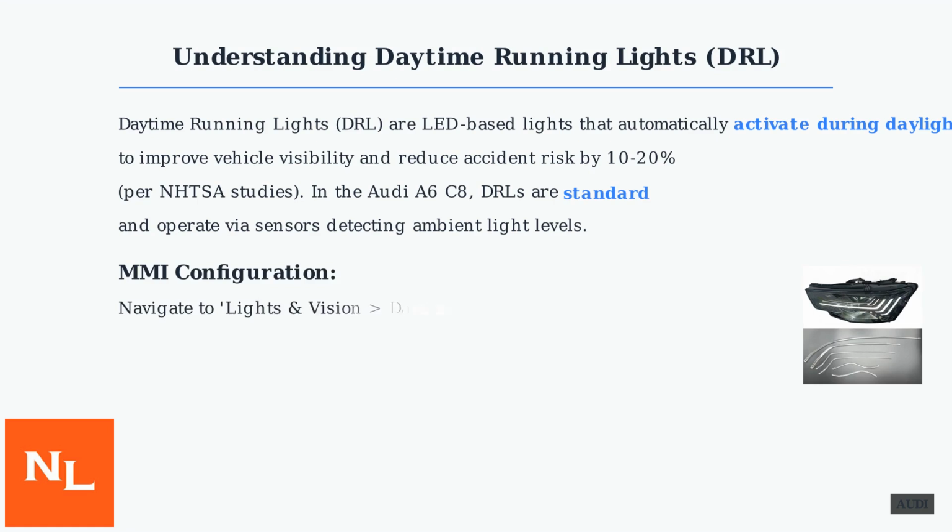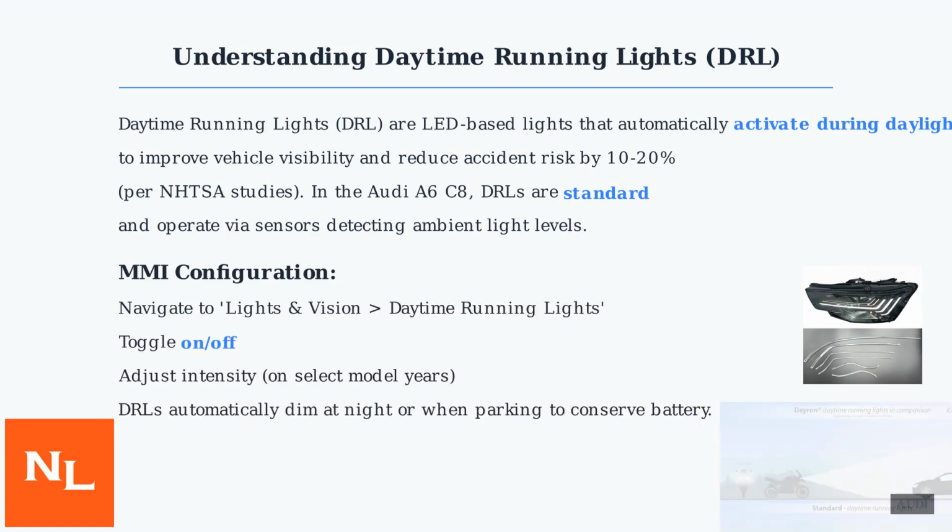To configure DRL settings, navigate to the MMI system's Lights and Vision menu, then select Daytime Running Lights. Here you can toggle them on or off, and on select model years, adjust their intensity. The lights automatically dim at night or when parking to conserve battery power.